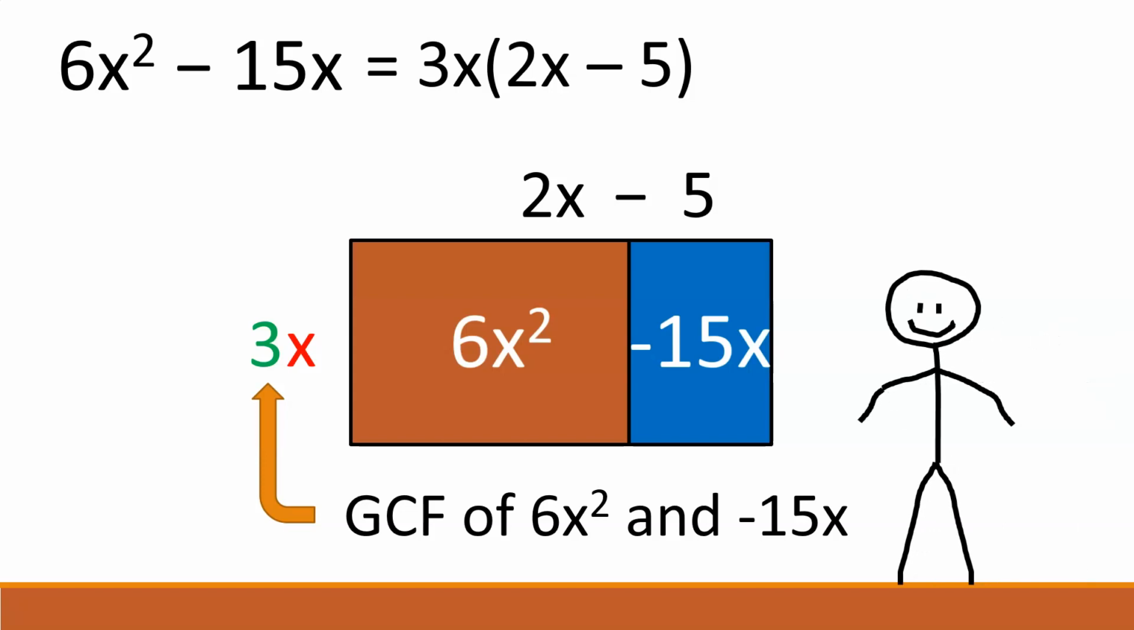Yeah, that's not so bad, is it? When you look at it as an area and you think about lengths and widths, factoring out a greatest common factor is really not that difficult.